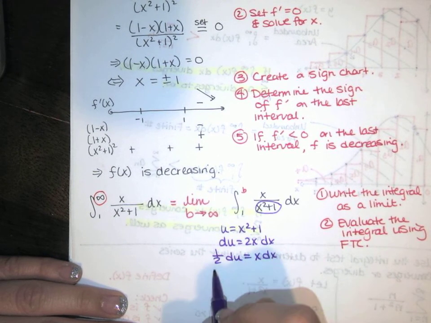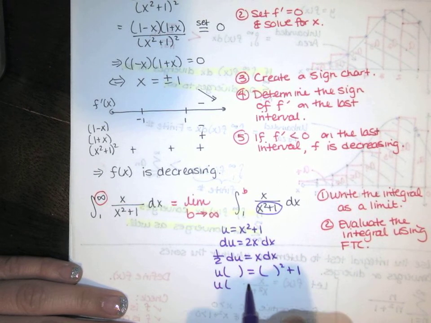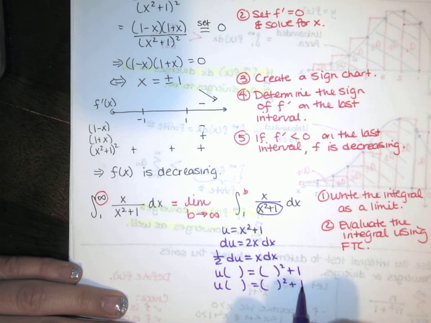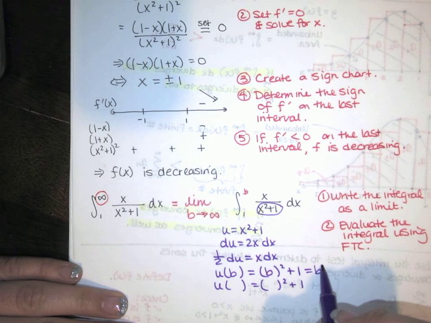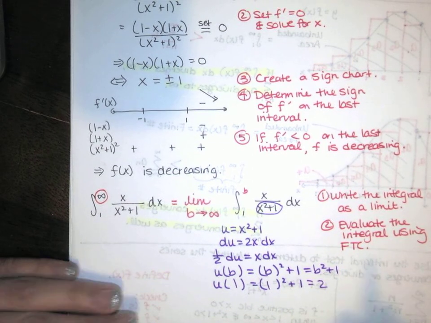And then I substitute in my bounds to get new bounds for u. So when x equals b, u equals b squared plus 1. When x equals 1, u equals 1 squared plus 1, which is 2.